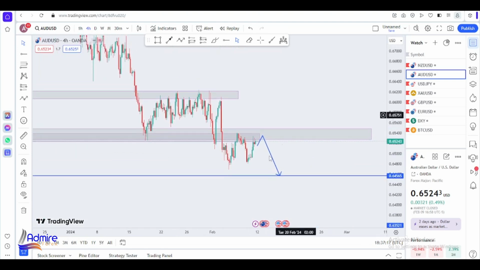Let me zoom out so that you guys can see. So we want price to give us some bearish sentiment in this area, and we can sell all the way to the 0.6565 area. So that's it for AUD USD, and that's it for our weekly analysis for this week of the 12th to the 16th of February.